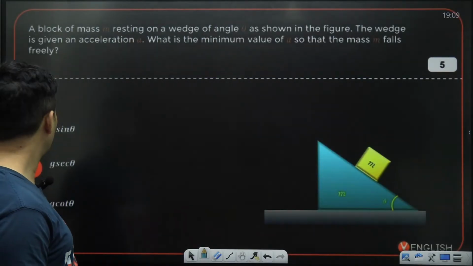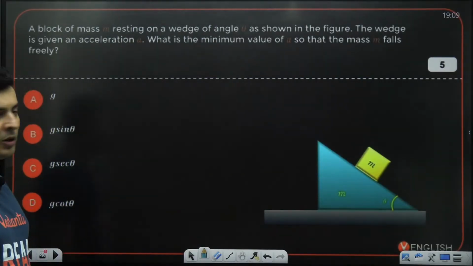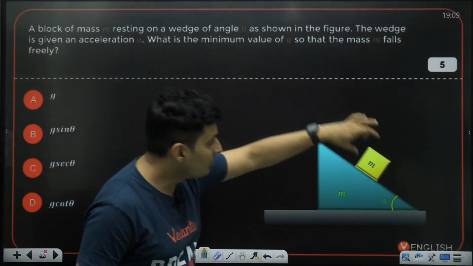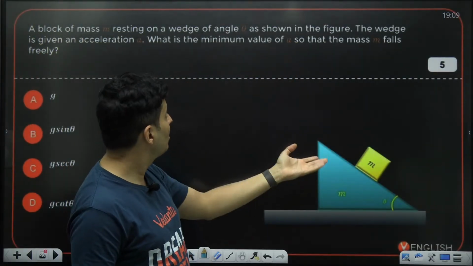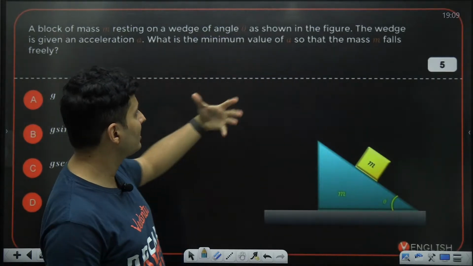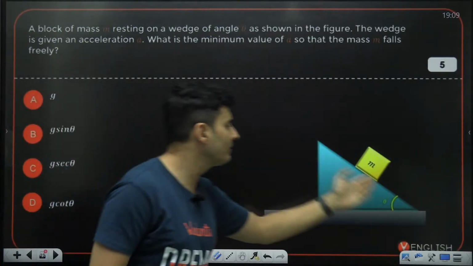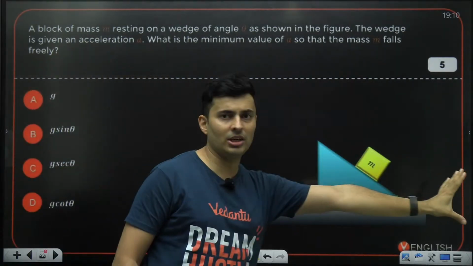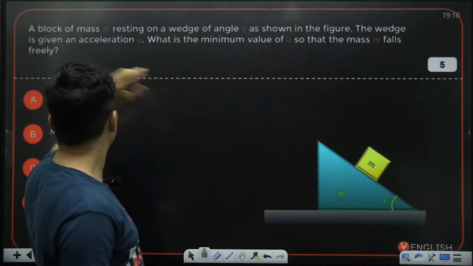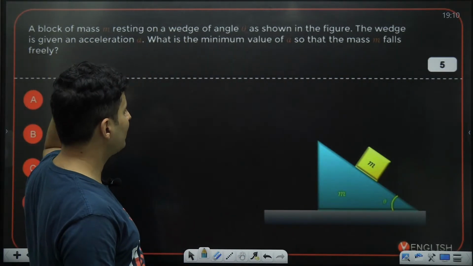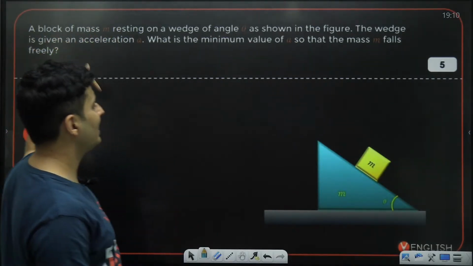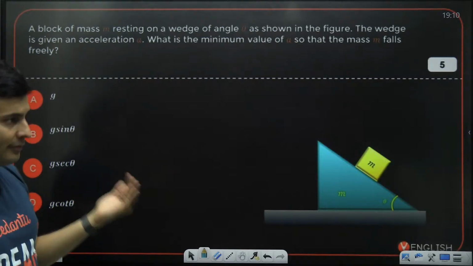Great. So let's go to another amazing question coming up on your screen. Beautiful question. There is a block of small m which is at rest on another wedge of some mass. The angle of the wedge is theta. The wedge is given some acceleration such that the mass m falls freely. What is the minimum value of a so that the mass m will fall freely?